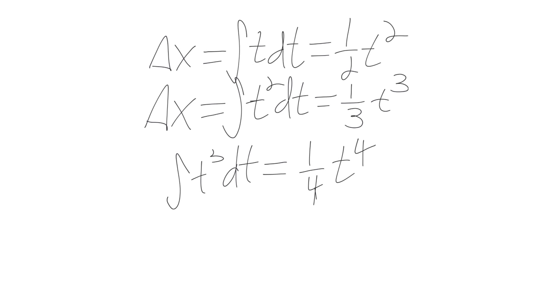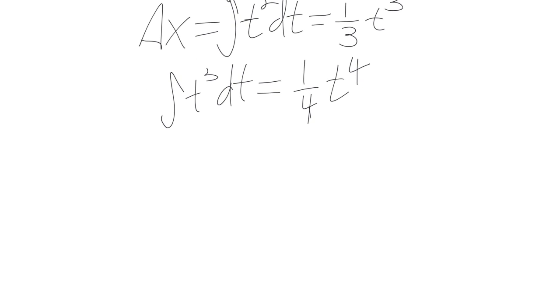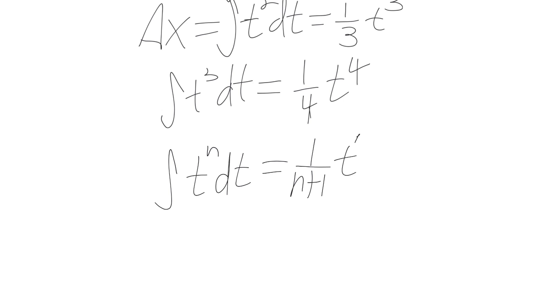You might start noticing a pattern at this point, and I'm going to write that just below. So if I'm doing the integral of t to the n dt, I am going to find that I have 1 over n plus 1 t to the n plus 1. So if you're doing integrals in physics, just with some basic powers, this is how you're going to do it.